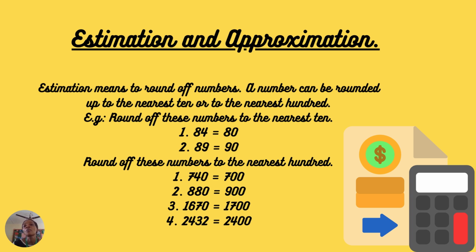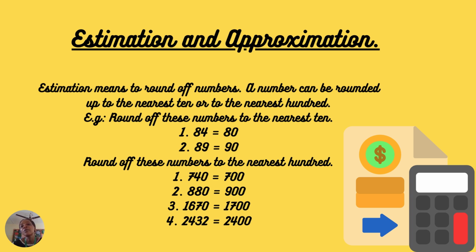Now, you can round these numbers to the nearest 10. For example, you are given the number 84 and you are asked to round it to the nearest 10. The first thing you need to know about estimation and approximation is that numbers 0, 1, 2, 3, and 4 cannot approximate, and numbers from 5, 6, 7, 8, 9 can approximate.